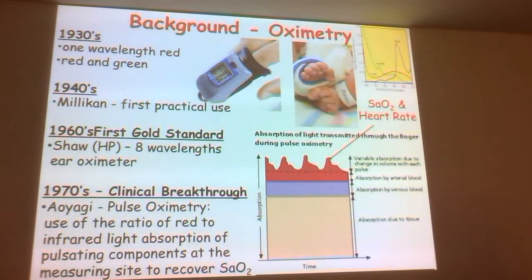People first started to use light to measure hemoglobin oxygenation in the 30s. And it was several decades of efforts that were not very reliable. It wasn't really until the 70s when there was a clinical breakthrough with pulse oximetry. So prior to pulse oximetry, they were shining in many colors of light into the earlobe, or the fingertip, and they were trying to measure the characteristic absorption spectrum of hemoglobin to differentiate oxygenated and deoxygenated hemoglobin.